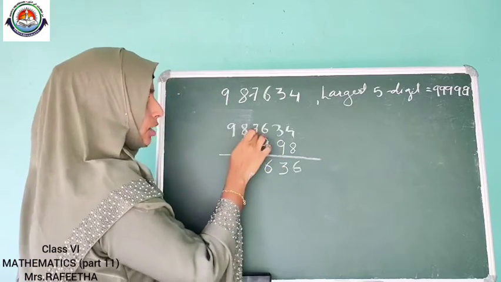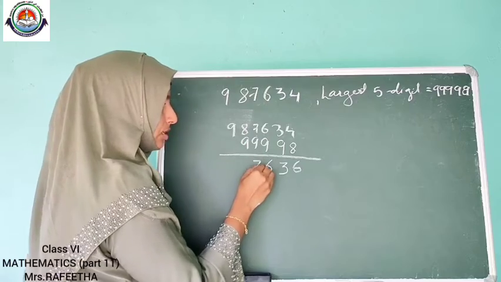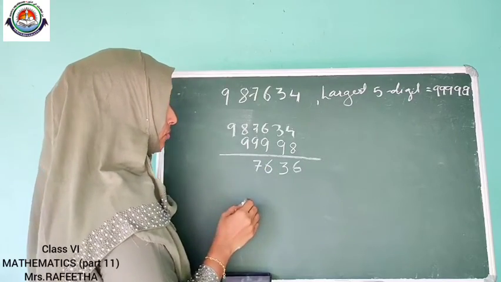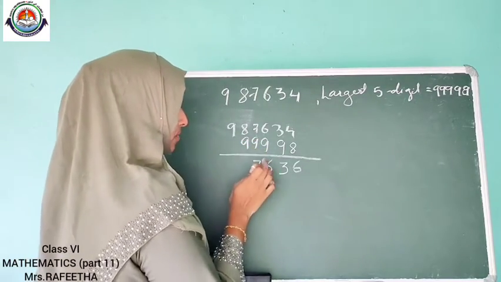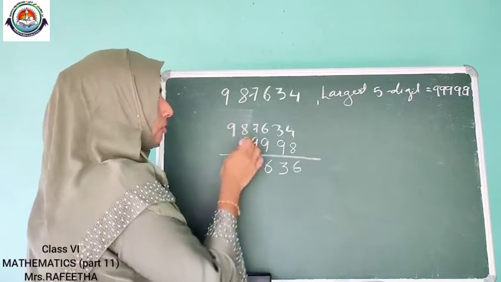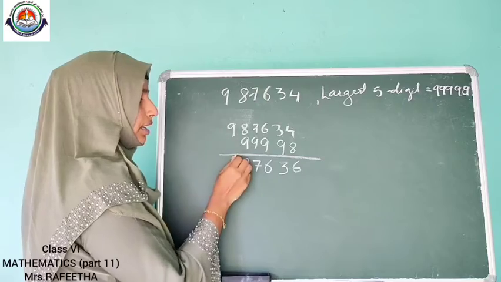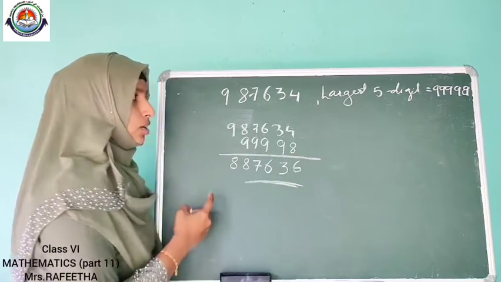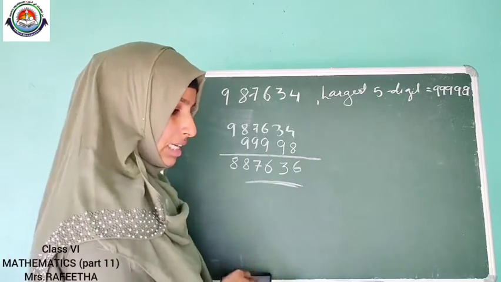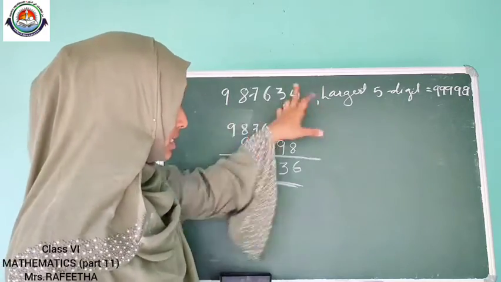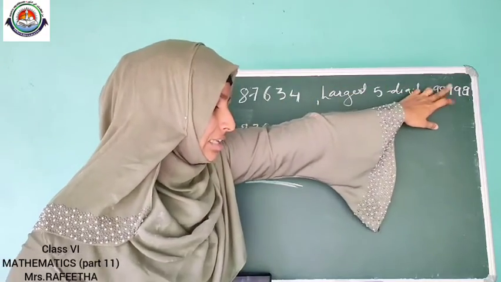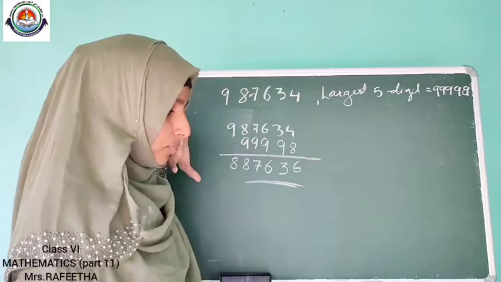Here 6 is there, borrowing 1. 16 minus 9, 7. Here 7 is there, borrowing 1. 17 minus 9, 8. Here who will be remaining? 8 will be remaining. So this is the answer. That is, from this number, we subtracted the largest 5-digit even number.